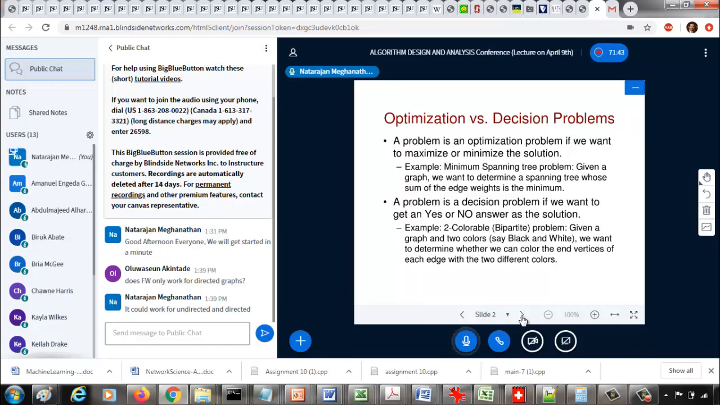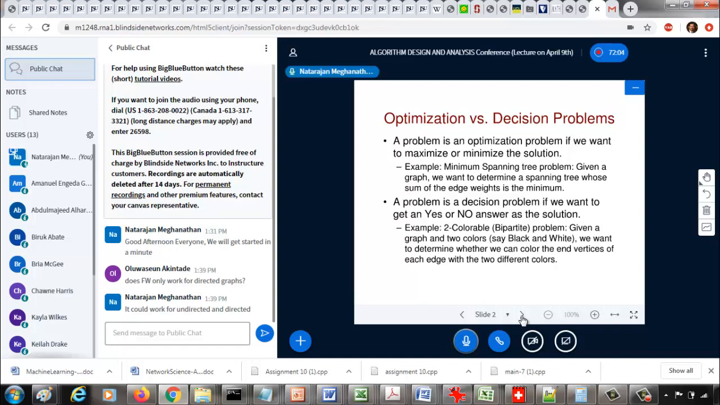An example is the minimum spanning tree problem that we just did in the graph theory module. Given a graph with edge weights, what we wanted to find there is a spanning tree such that the sum of the edge weights is minimum. So that is like a minimization problem. We want to minimize the sum of the edge weights on a spanning tree, to find a minimum spanning tree.